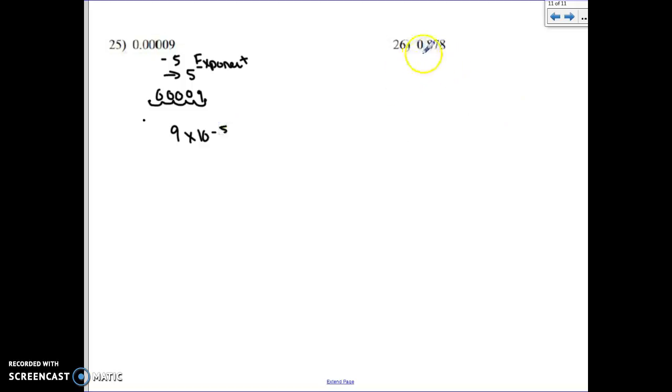And doing the same thing for 26, I'm moving it to the right 1, sorry, right 1. That means a negative 1 exponent. So I have 8.78 times 10 to the negative 1st power.